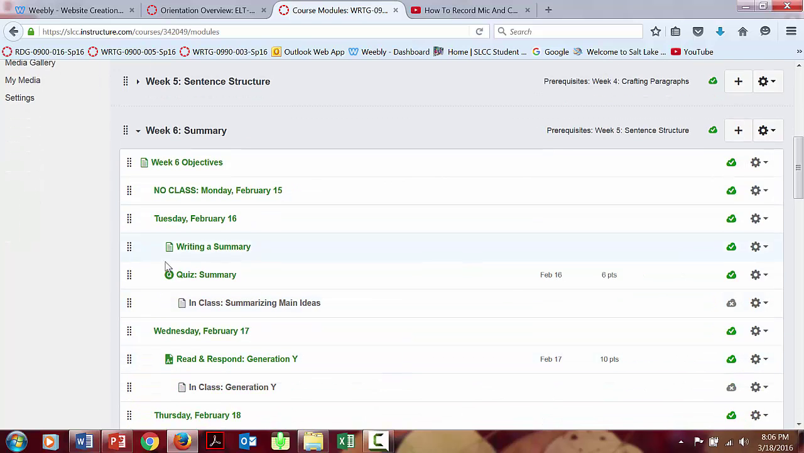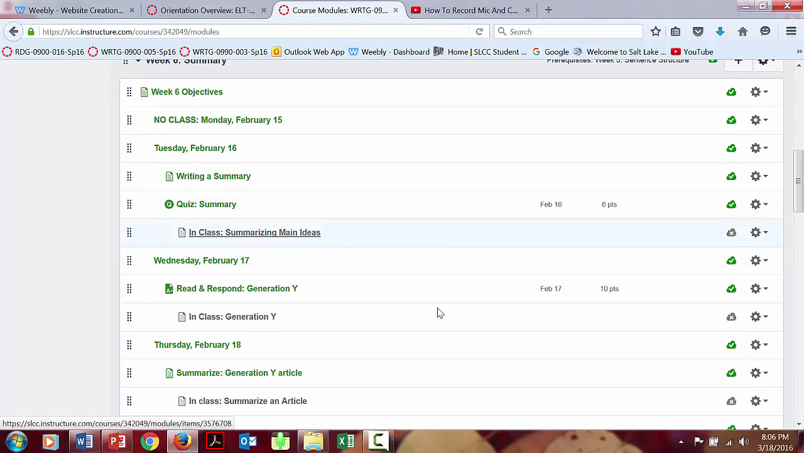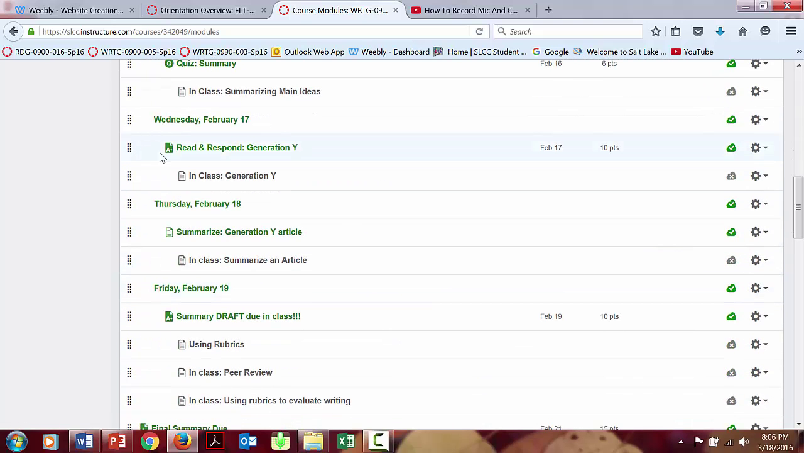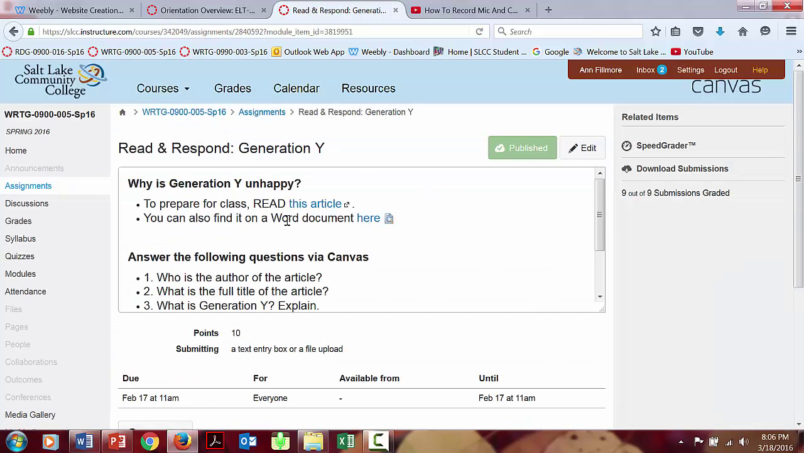So every day they have how to prepare and then what we do in class. Okay, so Wednesday they actually read the article, which is on Generation Y. Okay, and again, this is my view, so they can either go to the website or download it as a Word document. Let's just pull this up so you can see it.